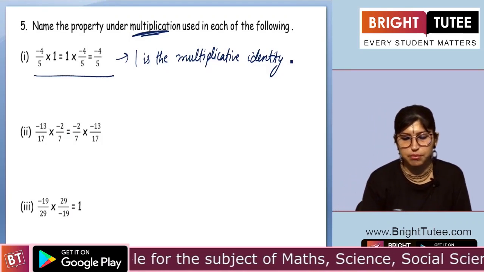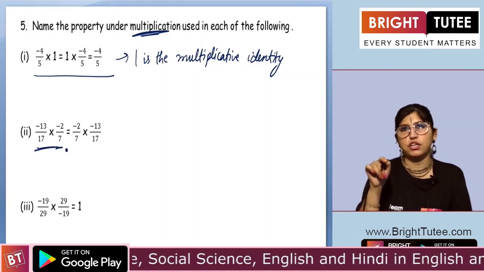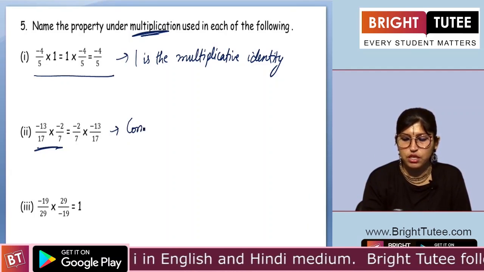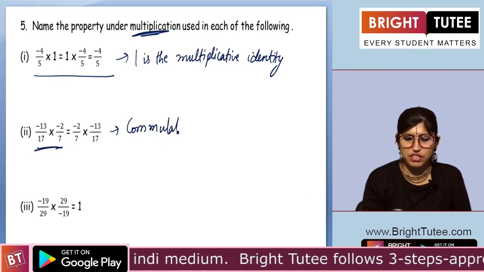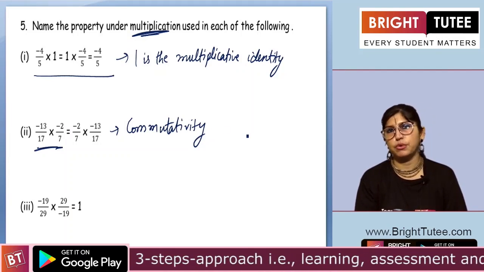Now let's move on to the second part. You can simply see that we have just interchanged the rational numbers. So the property which we used is commutativity. We've discussed it as well. So it is the commutative property, or commutativity.